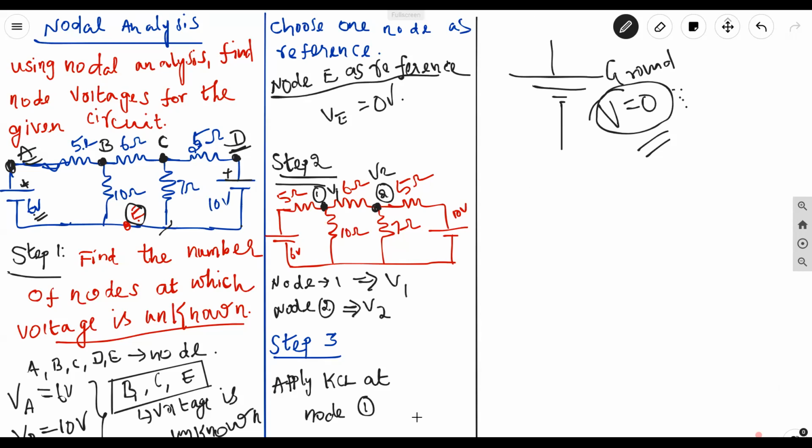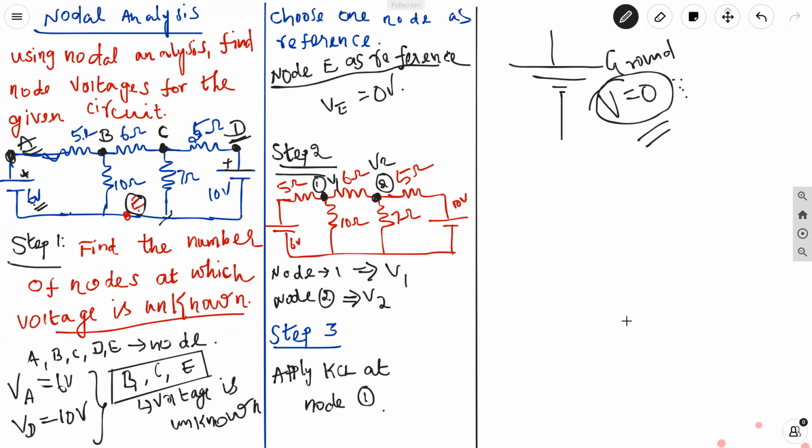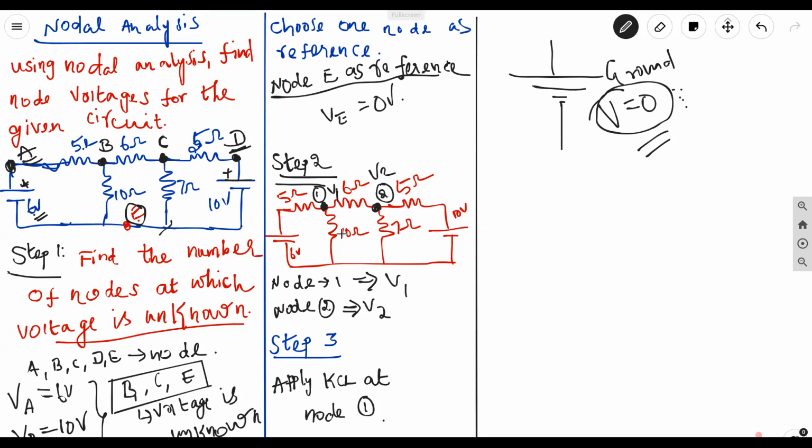Deals with current and potential difference. Yes. See, as per Kirchhoff current law, at a junction or node, the sum of incoming current equals the sum of outgoing current, right? Or else we can say that the algebraic sum of current meeting at the junction is equal to 0, right? Which means that first we need to find the current through the elements connected to node number 1, right?